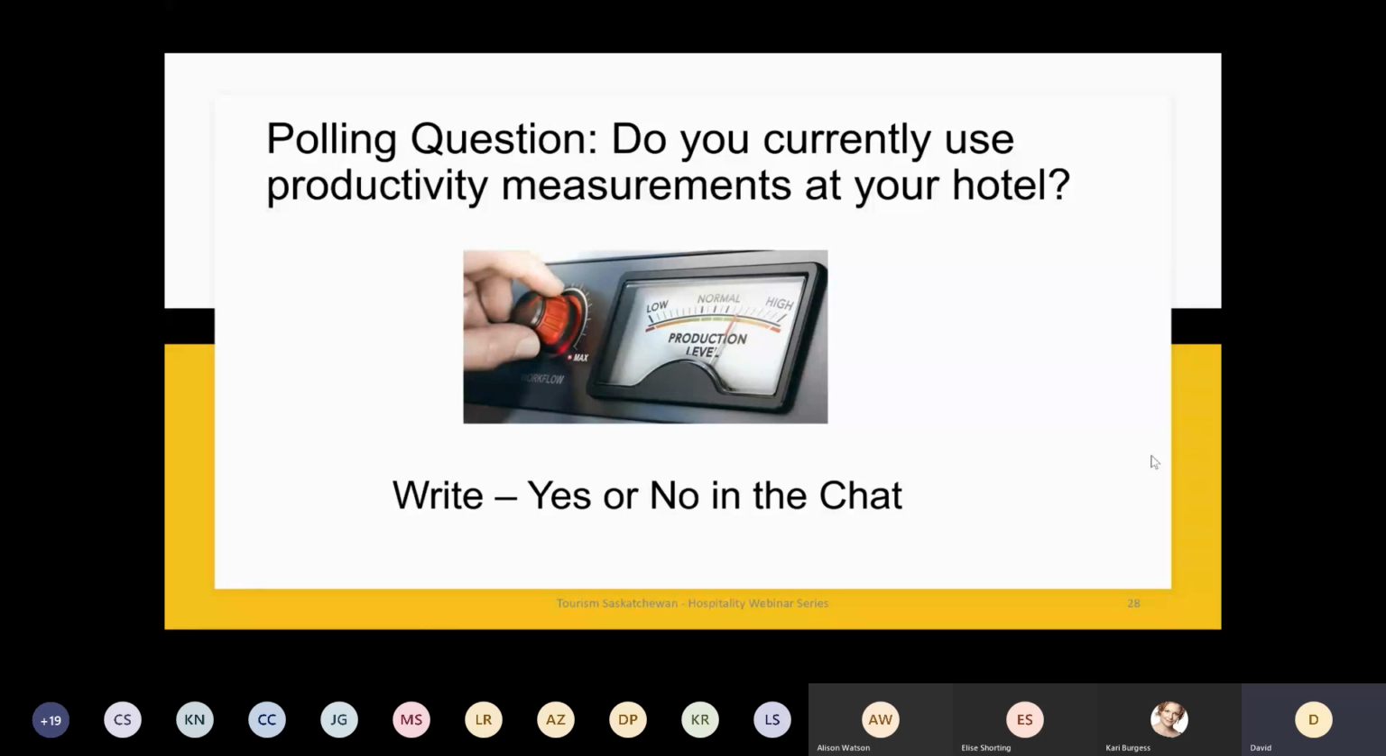Economist, and I wanted to come to your hotel, could I actually tell if you're improving or if you had been improving with your productivity? Like Mr. Drucker says, you can't manage what you can't measure. If you're not recording it, you're not improving. Okay, so write yes or no in the chat.